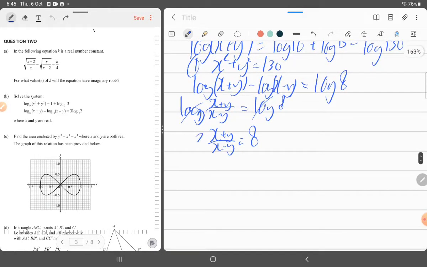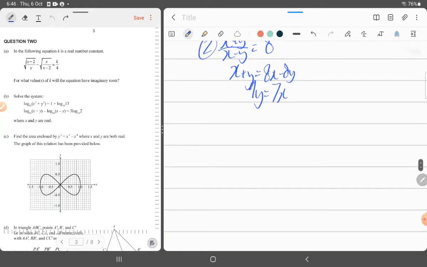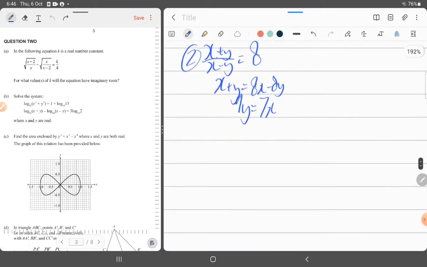This is equation 2. We can rearrange that. So x plus y equals 8 times (x take away y), so 9y is equal to 7x. Let's just rearrange it for x. So 9y over 7 is equal to x.